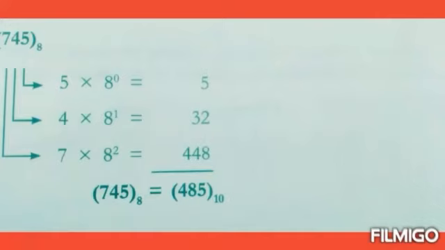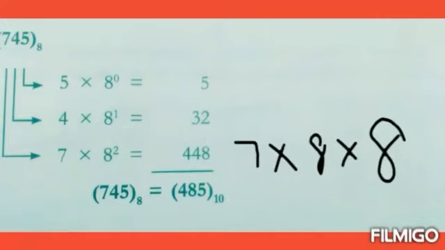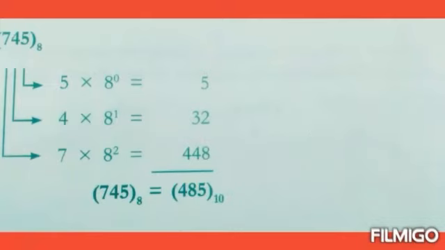Multiply each digit of the given octal number by 8 to the power of 0, starting from the very first digit from the right. Increase the power of 8 by 1 for each multiplication. Add all the numbers to get the equivalent decimal number.